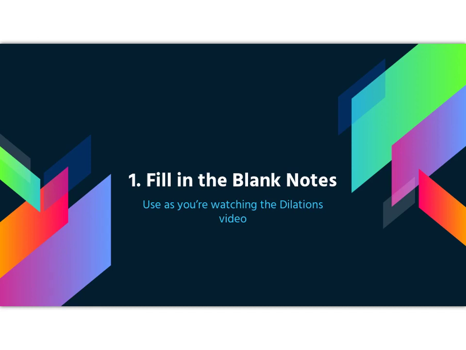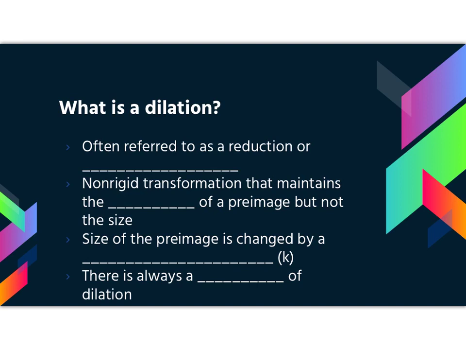In this video, we're going to be learning about dilations. Dilations are often referred to as either a reduction or an enlargement. Dilations are non-rigid transformations that maintain the shape of a preimage, but not the size. And the size of the preimage is changed by a scale factor, which we use the letter K to refer to.